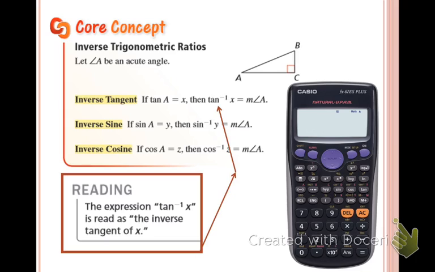Okay, on your notes, this box that says reading is not filled out. So you will fill it out. It is read as the inverse tangent of x. So you're going to write that down in that box. It says tangent to the negative 1, but those of us in the math universe call it the inverse of tangent.